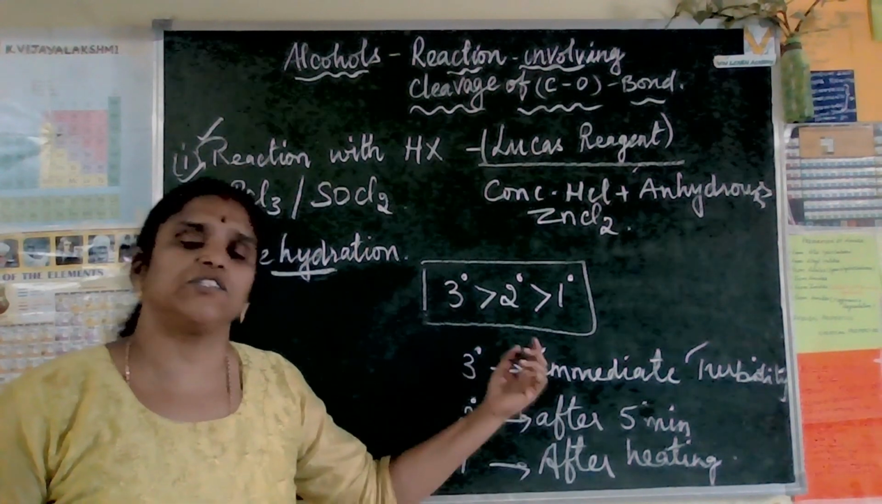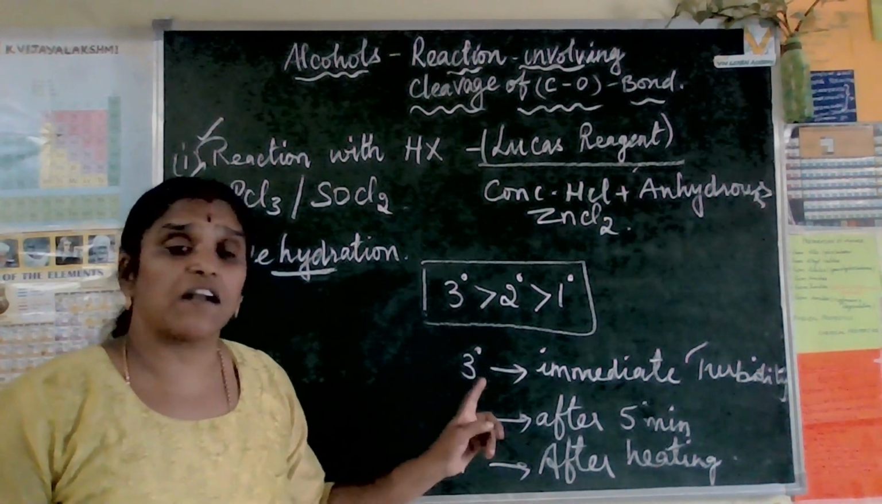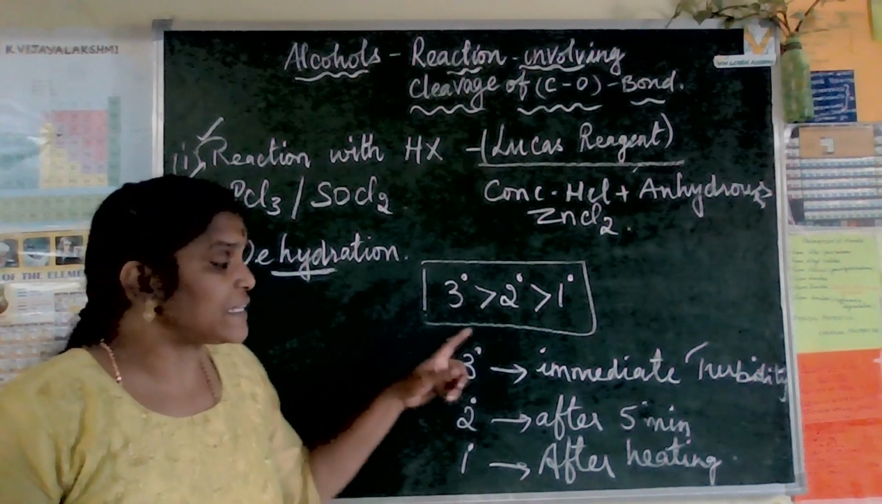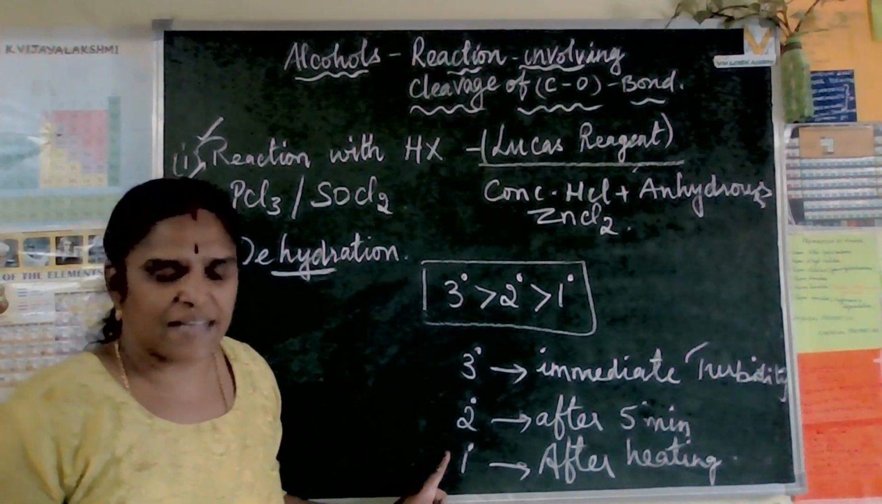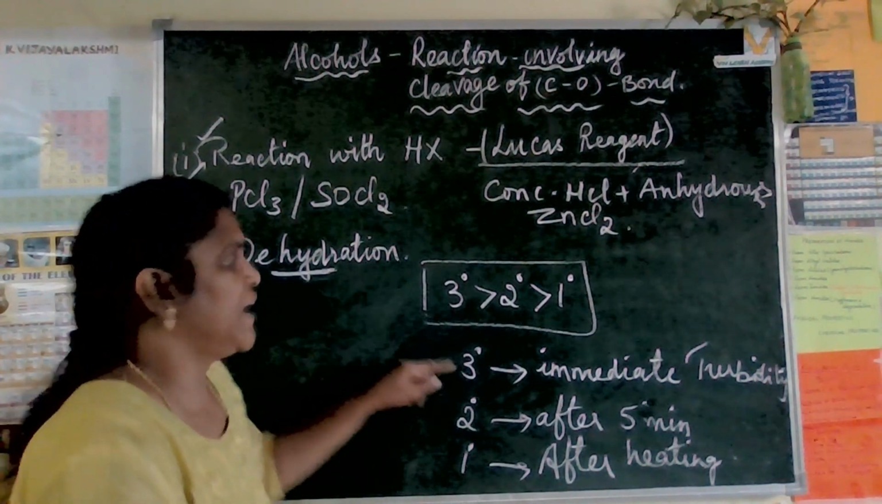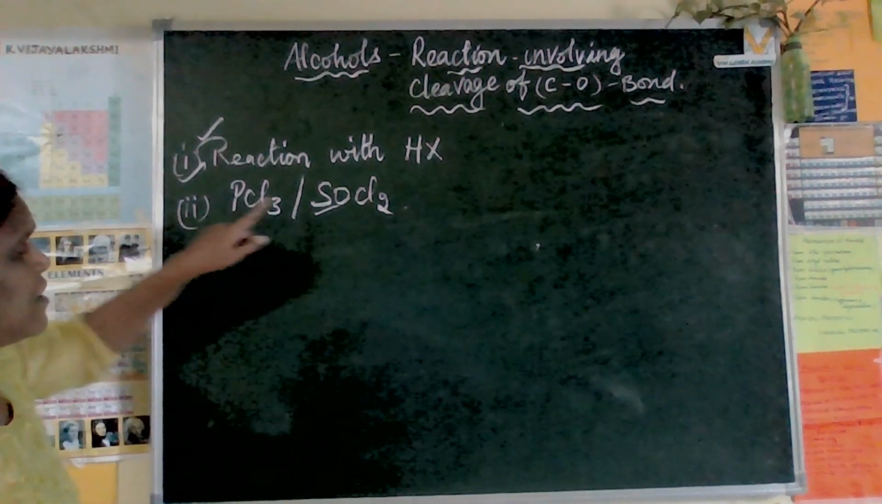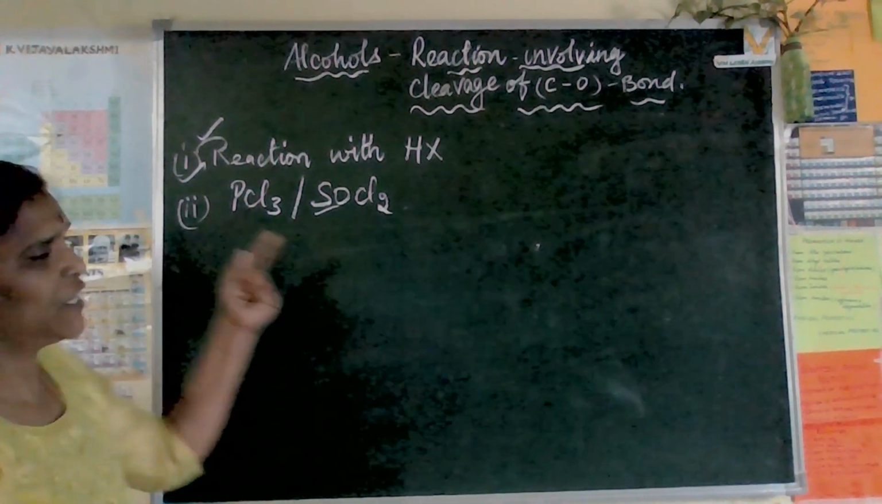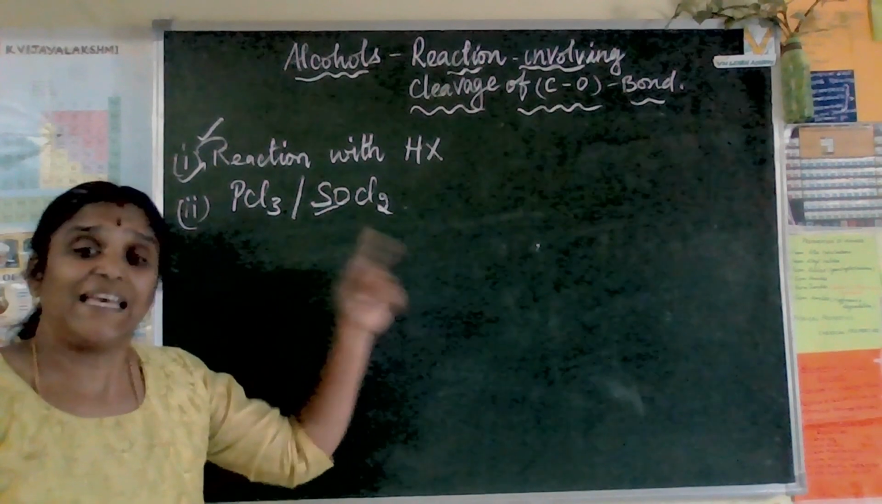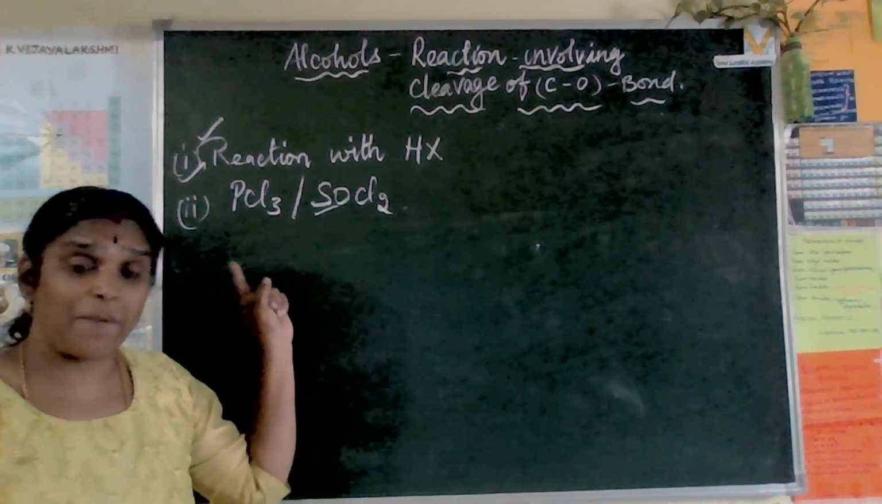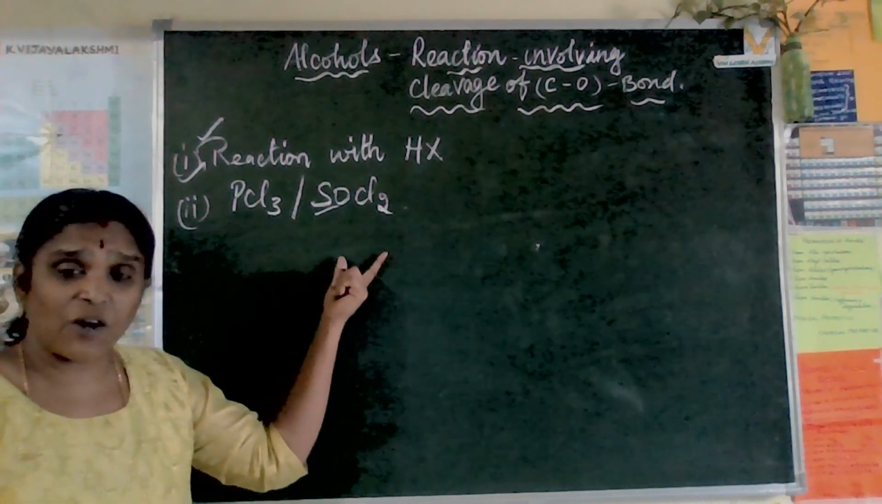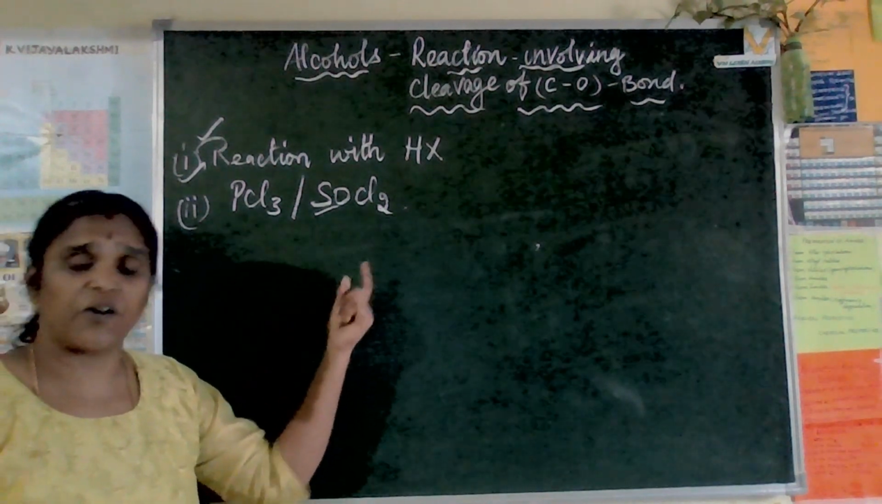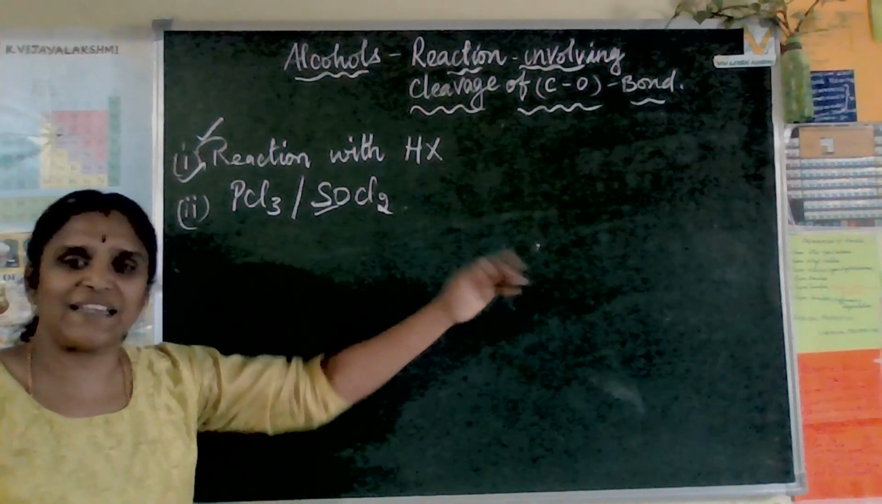Even in choose-the-correct-answer questions, they may ask which alcohol responds faster. Hope you're clear with it. The next one: alcohol reacts with phosphorus trichloride, you will get haloalkane. We have learnt this in the haloalkane part also. And alcohol reacts with thionyl chloride, you will get the same haloalkane.